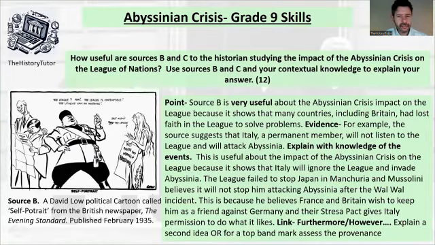Okay, it's a British cartoon. Is Britain feeling that Italy is to blame, and it's quite useful there. Okay, what could we say? So have a think about what you would add.